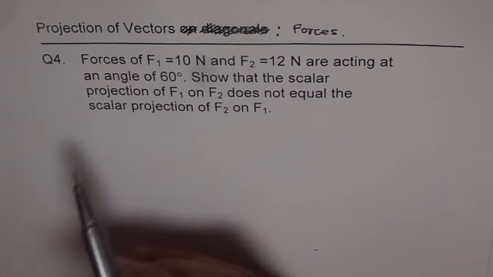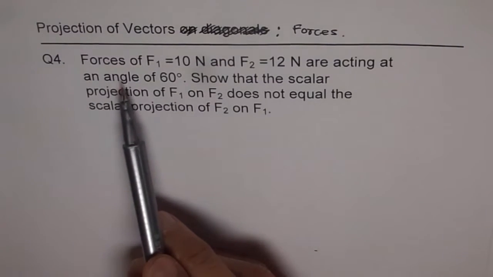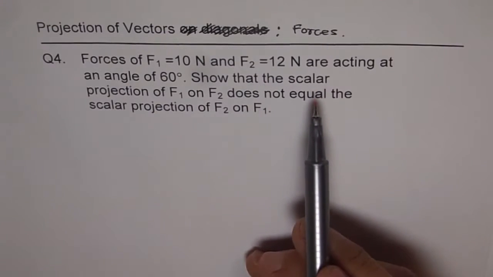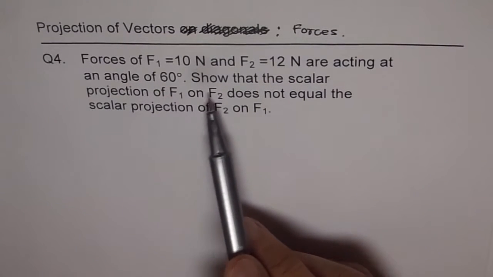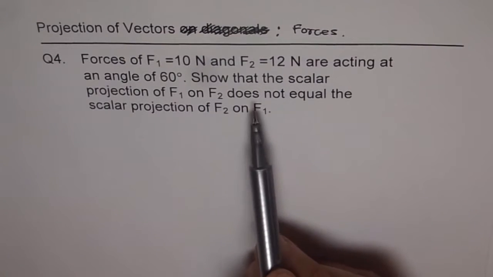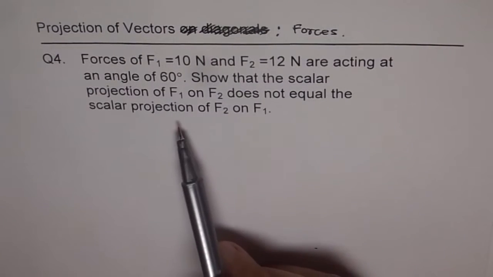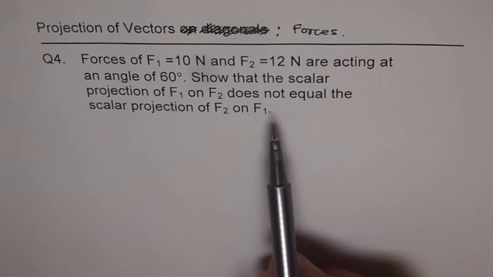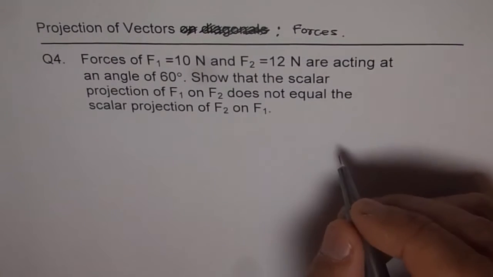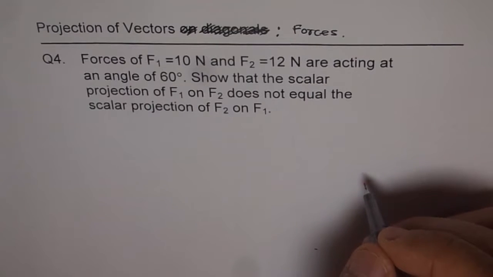So question number 4 is: forces F1 of 10 newtons and F2 of 12 newtons are acting at an angle of 60 degrees. Show that the scalar projection of F1 on F2 does not equal the scalar projection of F2 on F1. So figure out what their values are, and you'll find that they are not equal. Then explain your answer, why they are not equal, okay?